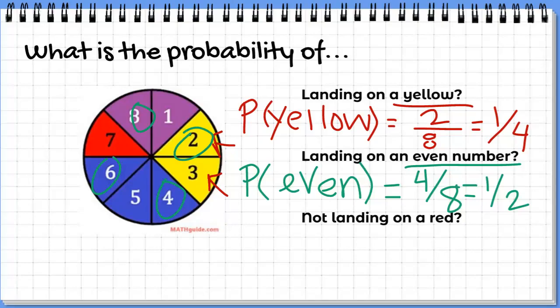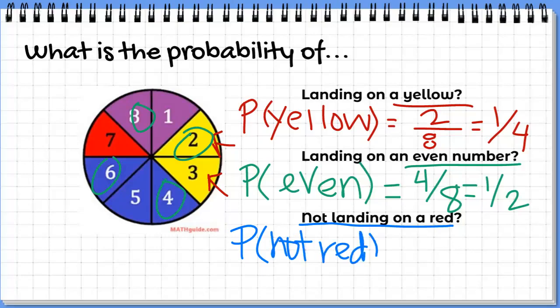Now last, we want to look at not landing on a red. So I will be happy with anything that is not a red. So probability of not red. Well, that's not red, not red, and not red. So I have 7 out of 8, which I know I cannot simplify.